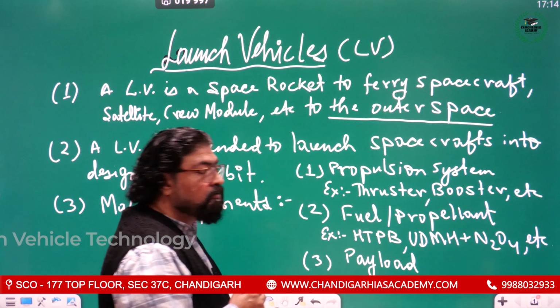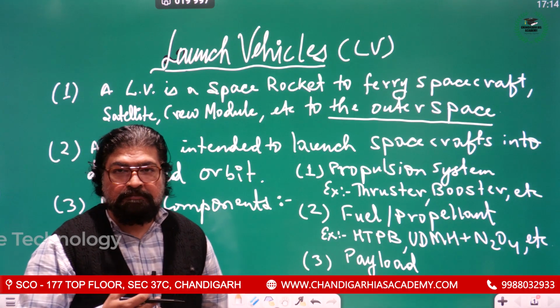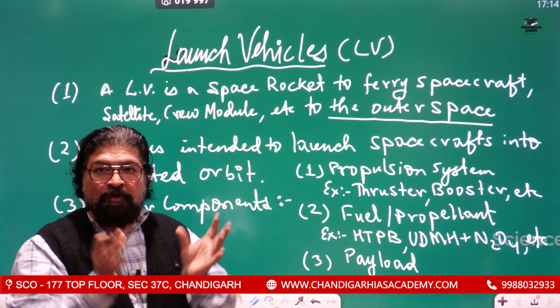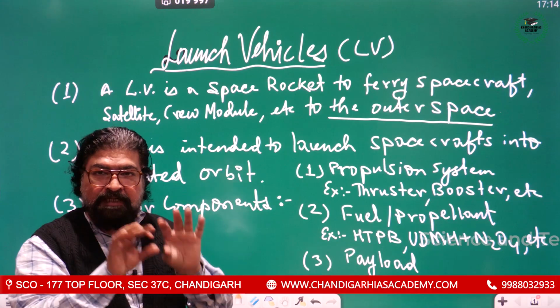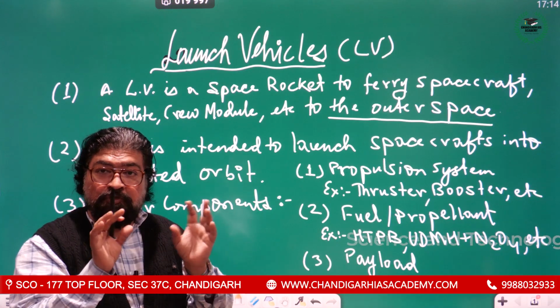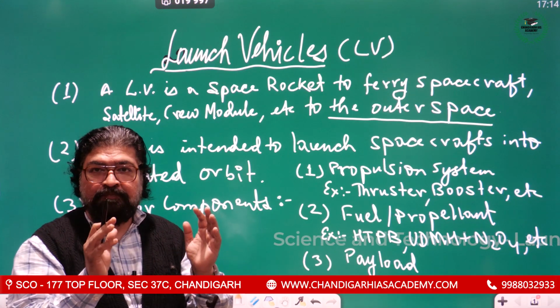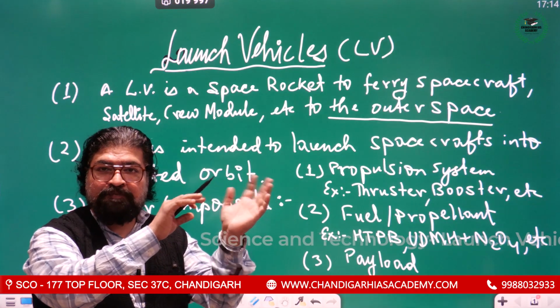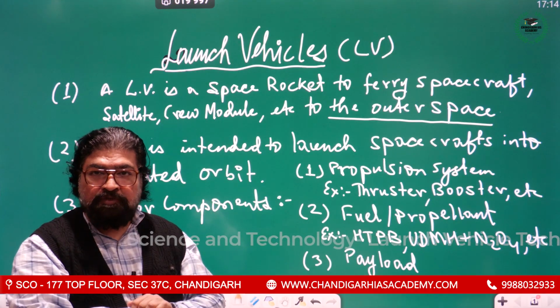Now, what do you mean by payload? That is what it carries. You will see in the rocket's upper part, the box, where the things are placed: satellites or a spacecraft or human crew module, whatever is placed there is taken to outer space and inserted into the orbit.